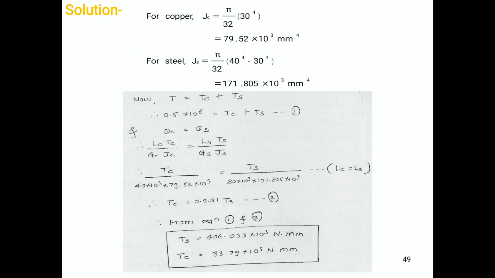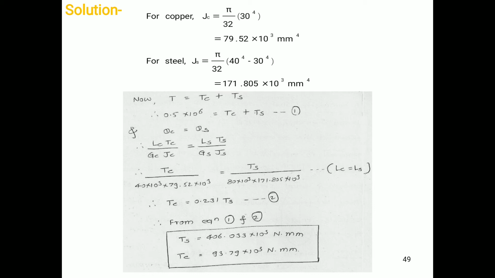For the steel shaft, the polar moment of inertia can be given by pi by 32 into (D^4 - d^4), where capital D is the external diameter and small d is the internal diameter. If you read the statement carefully, you will observe that the steel shaft will work as a hollow shaft because it has an external diameter and also a thickness. So for the hollow steel shaft we have a polar moment of inertia of 171.805 into 10 raised to 3 mm^4. In this manner we have found the value of J for copper and J for steel.